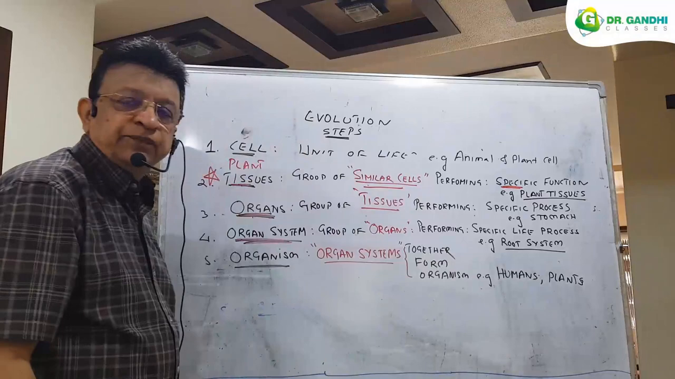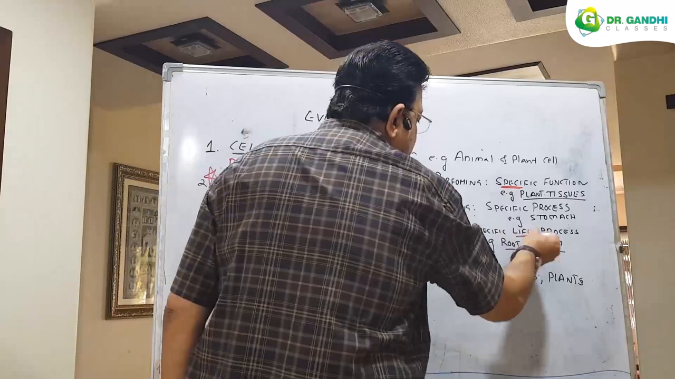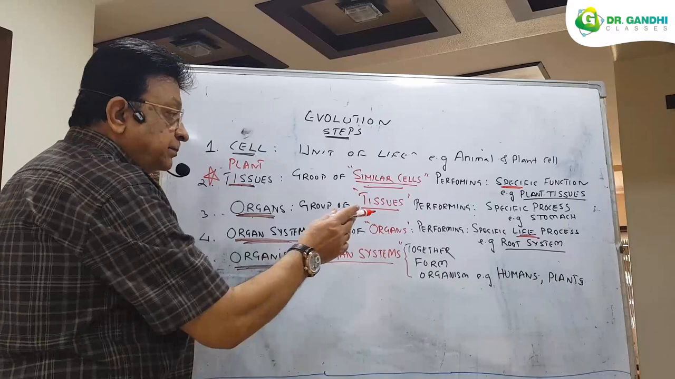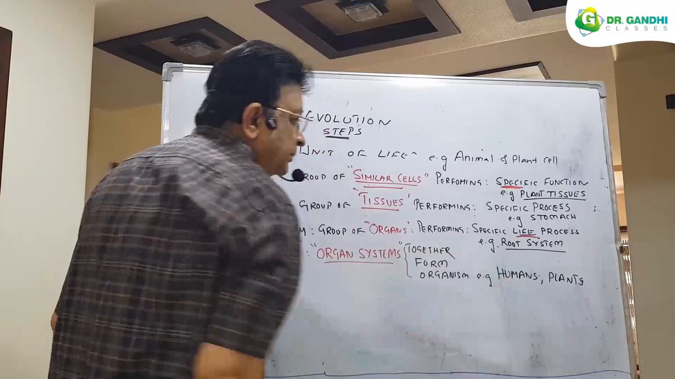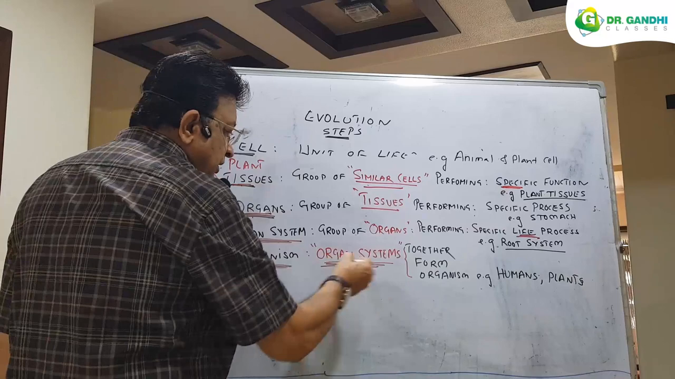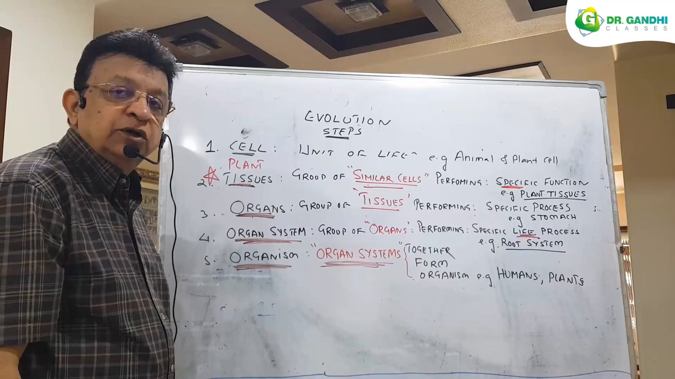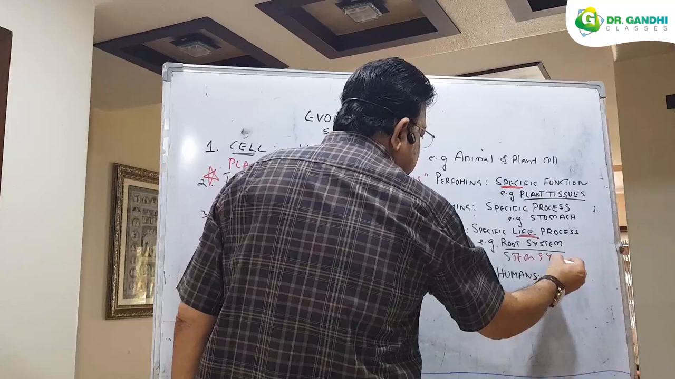Root system, from the soil it absorbs water, it absorbs minerals to carry out life processes. And finally, example, photosynthesis, example, respiration. Like so many things are going to happen because of a system. And finally, organisms are organ systems put together. So we are humans or plants where organ systems are put together. So in a plant you have a root system, you will have a stem system.